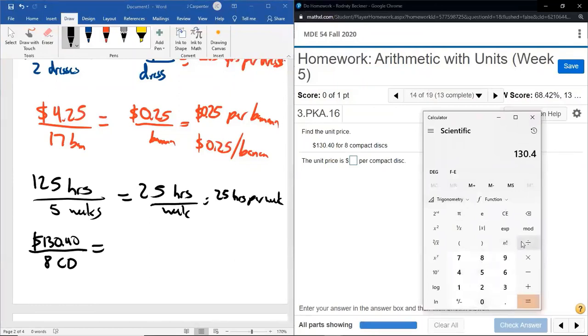130.4 divided by 8, and you get 16.3. Oh, I don't trust Mr. Beckner's math. Maybe he typed it wrong. Well, my calculator displays it, 130.4 divided by 8. Well, I'm still going to type it again. 130.4. Cut twice, measure once, right?